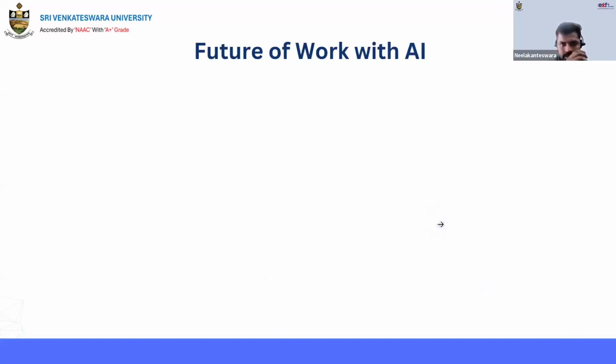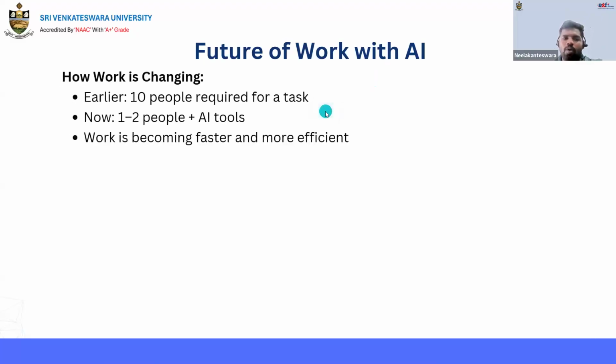Now let's see how AI can impact the future. Roshan, I think you asked the question, right? Why are the layoffs taking place at multinational companies? This is the reason. What is the future of work with AI? It is about how work is changing. Earlier, 10 people were required to complete a task, but now 1 to 2 people plus AI tools is enough. This is the reason why layoffs are occurring in multinational companies.